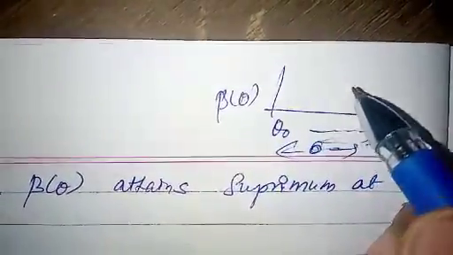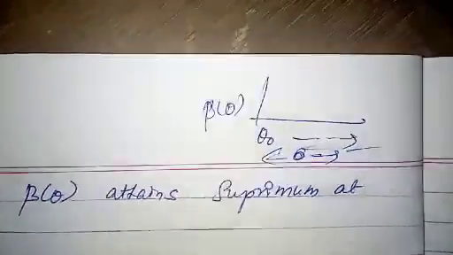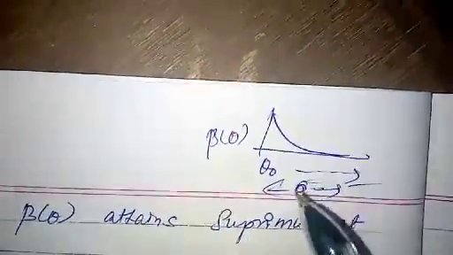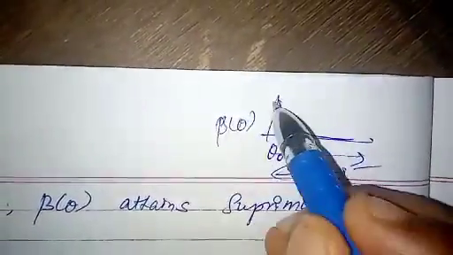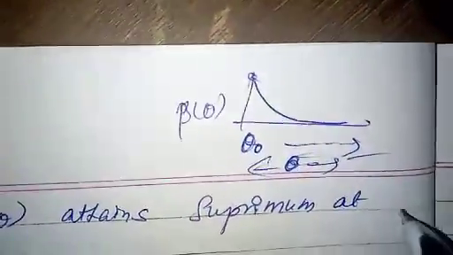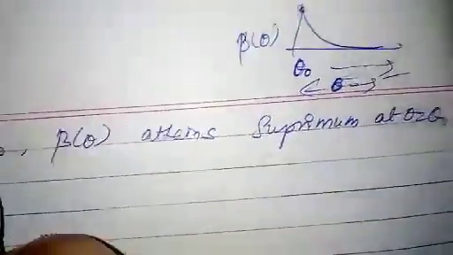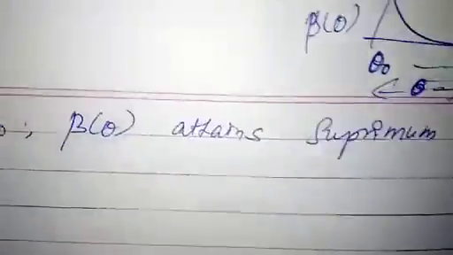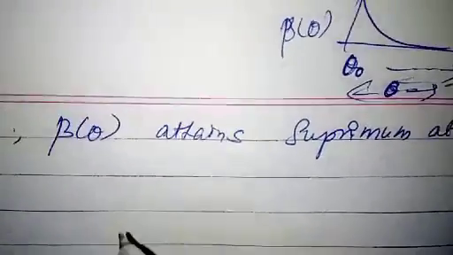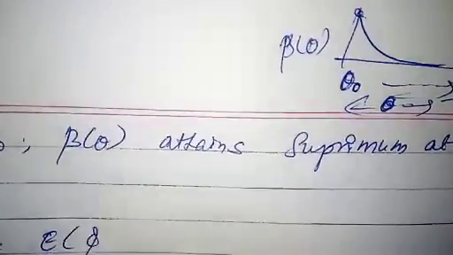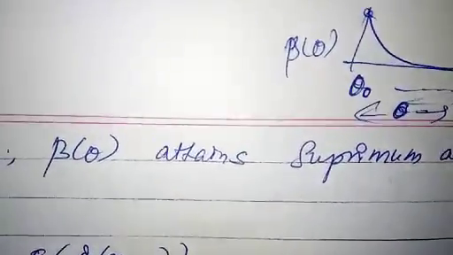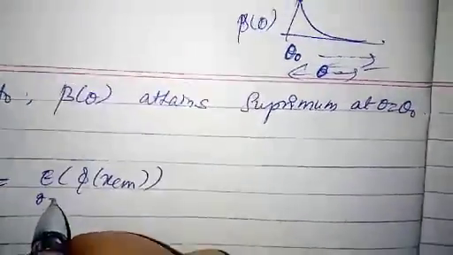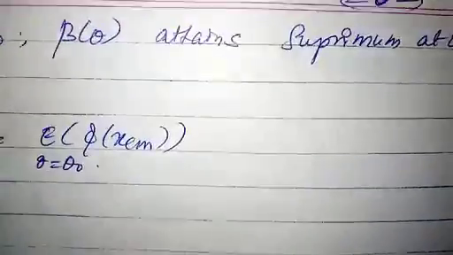Then we know that beta of theta is a non-increasing function, which means a decreasing function. Then beta of theta attains maximum when theta equals theta naught, right? Under H naught, beta of theta attains supremum at theta equal to theta naught. Then what is the size of the test? The size of the test equals the expectation of phi of xn under theta belongs to theta naught, that means theta equal to theta naught, right?